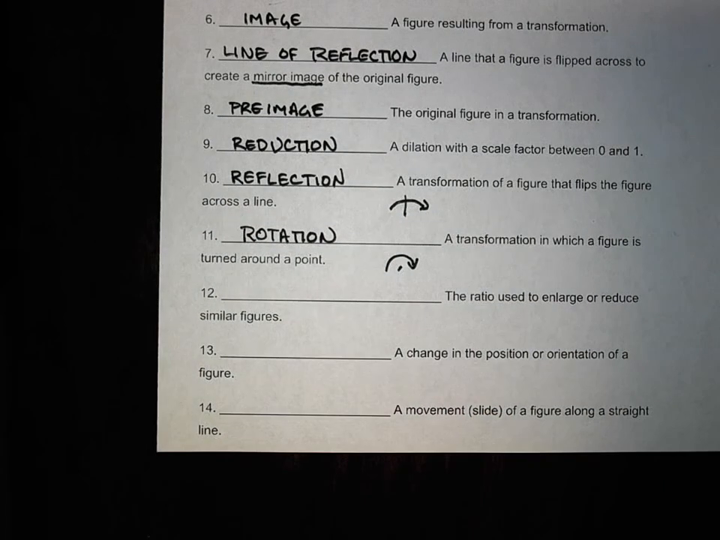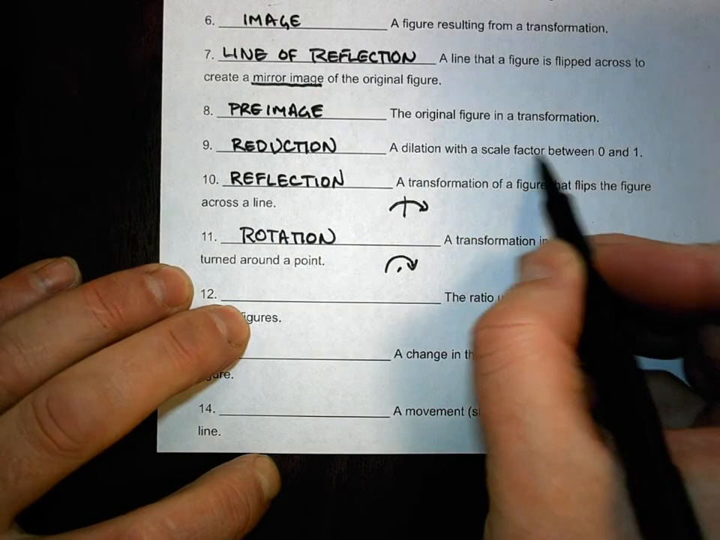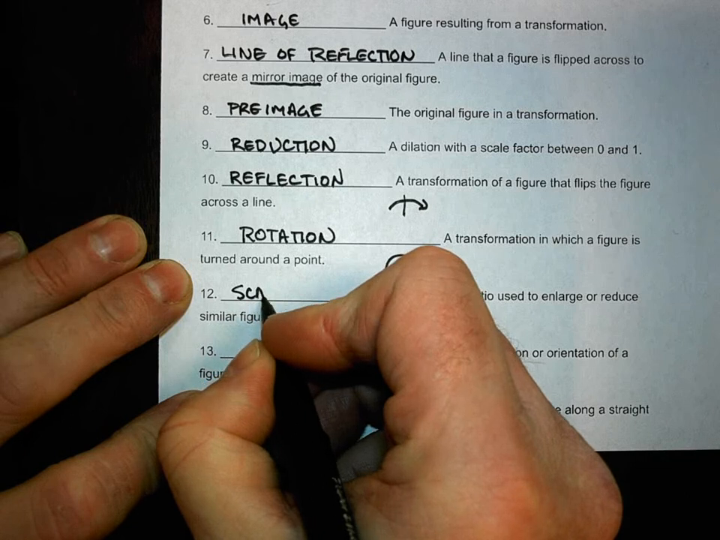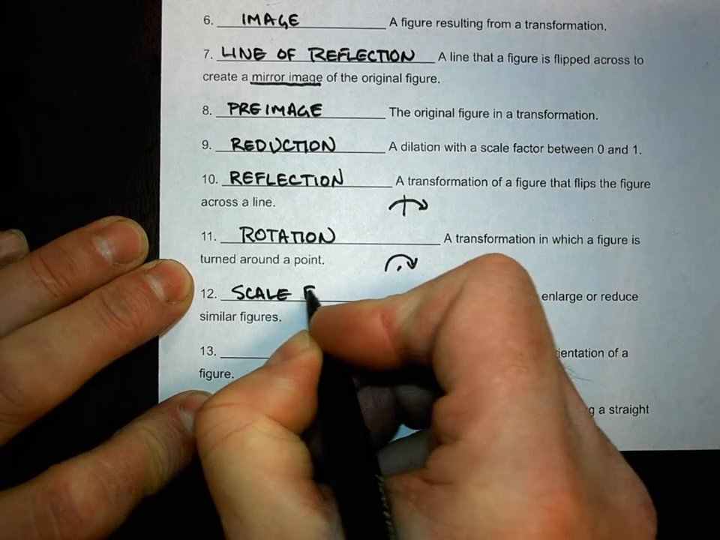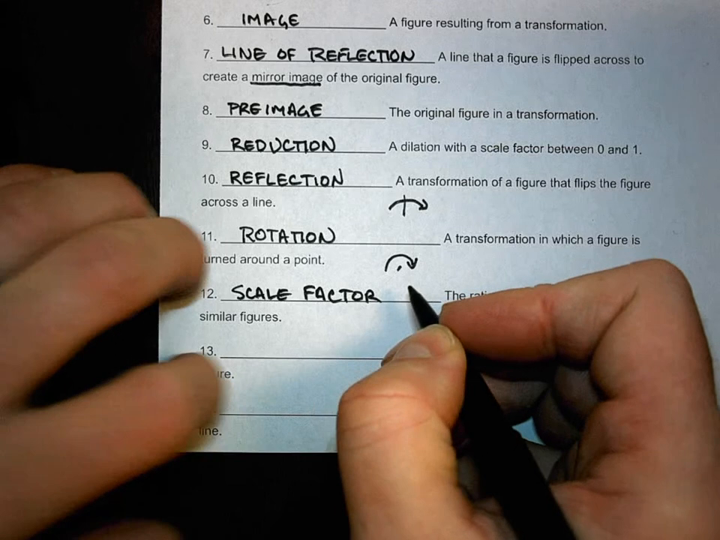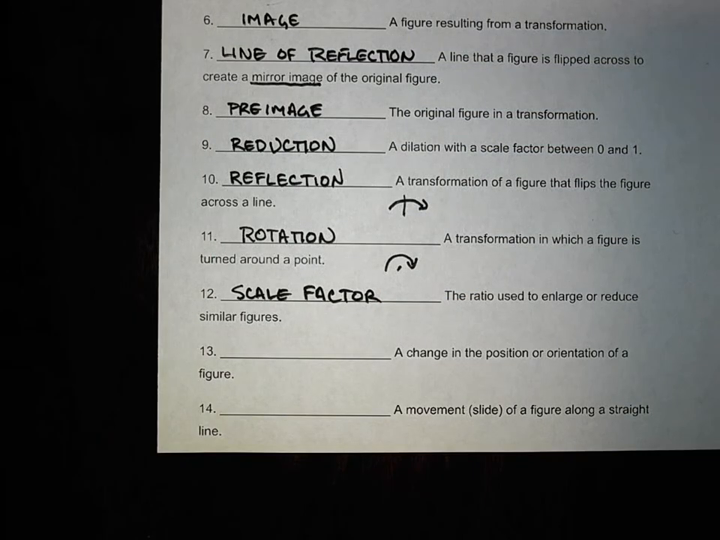All right, the ratio used to enlarge or reduce similar figures. What did they call it up here? Scale factor. It's funny, it's already in the other answers, right? So I can do a scale factor of 2, which makes it twice as big. I can do a scale factor of 1/2, which makes it half as big.